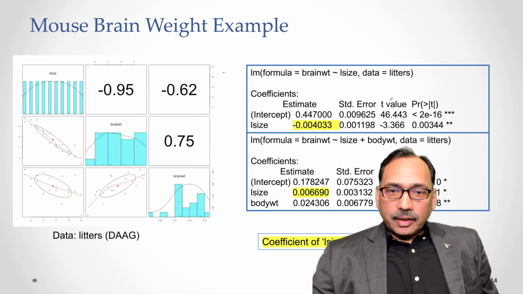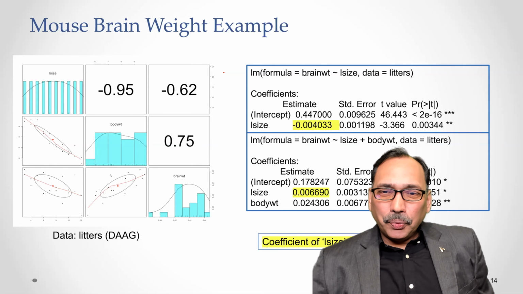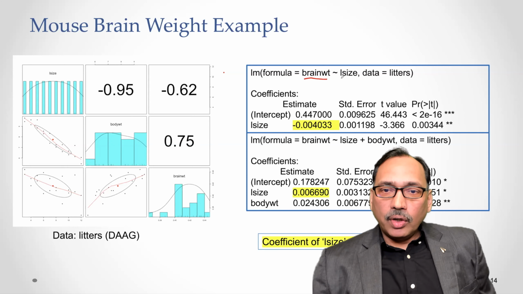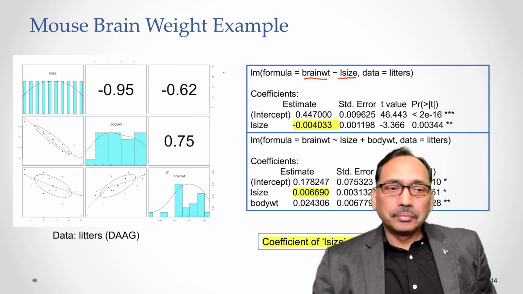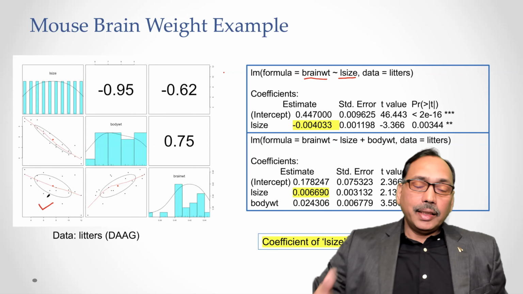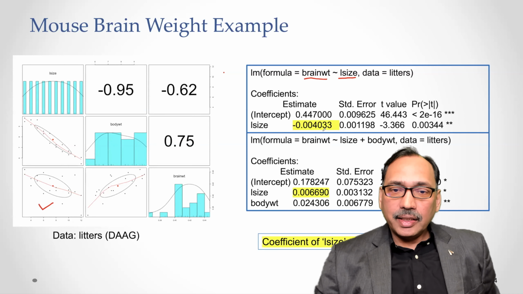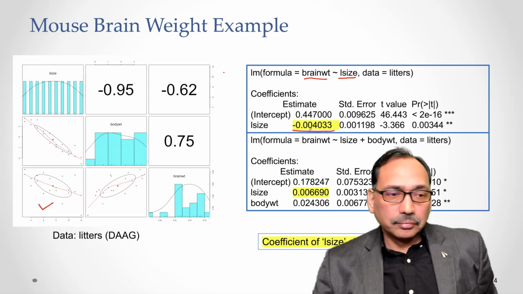So two things that we have compared here to highlight something is when we did brain weight versus litter size only. So we are talking about this plot. You can see the plot is negative. That's why the coefficient is negative here.